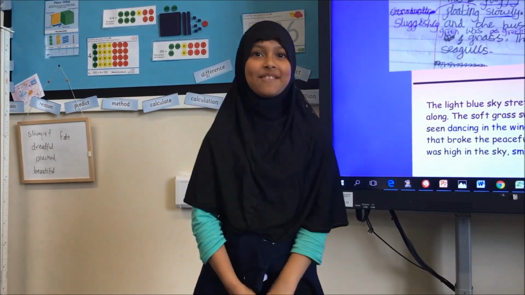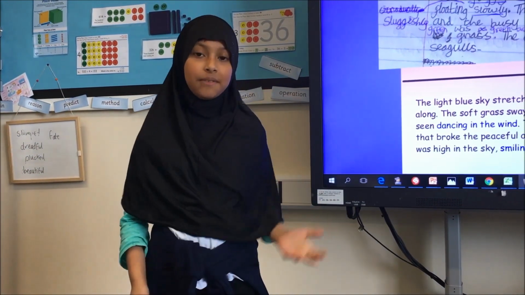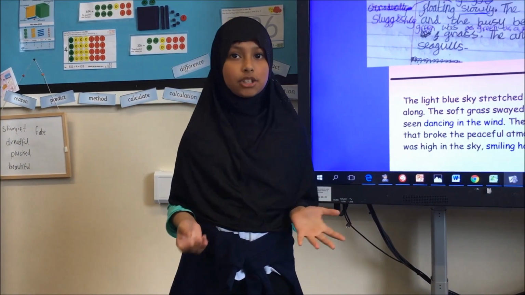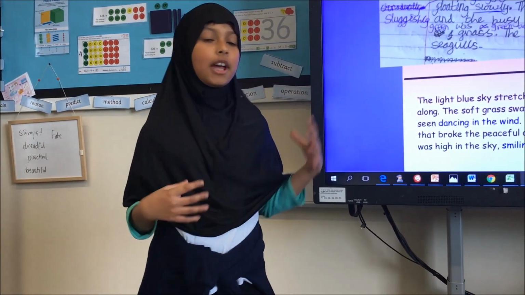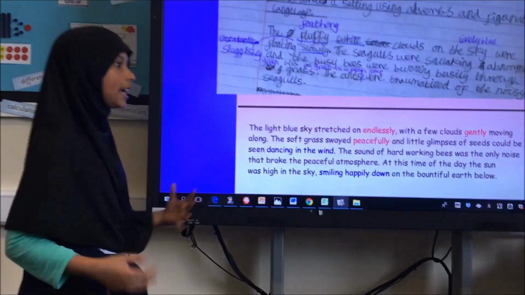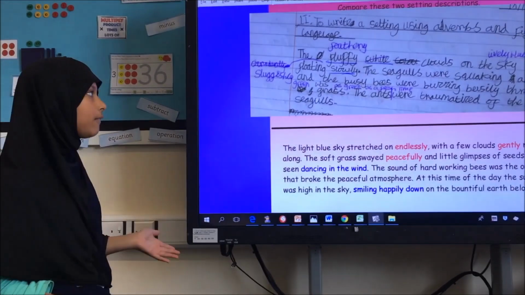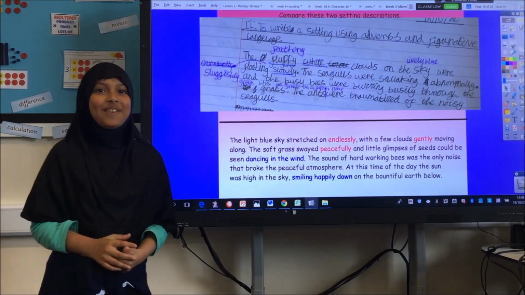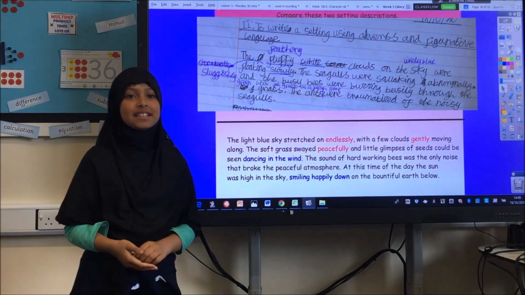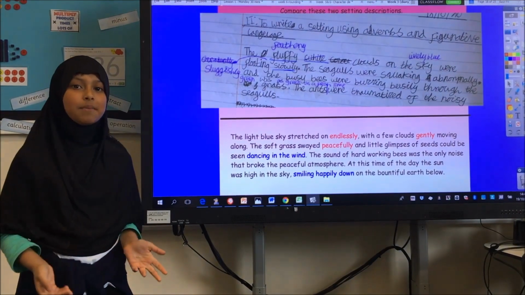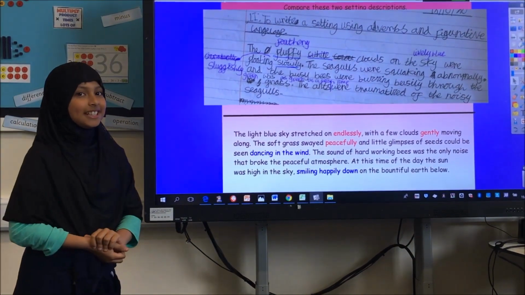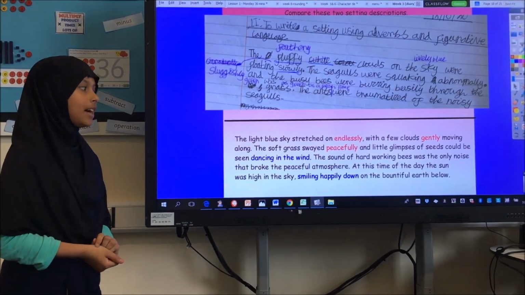Adverbs help to give more information about the verb. In the sentence, it describes the verb. So here's a piece of writing that I did in my class when we were learning about adverbs.